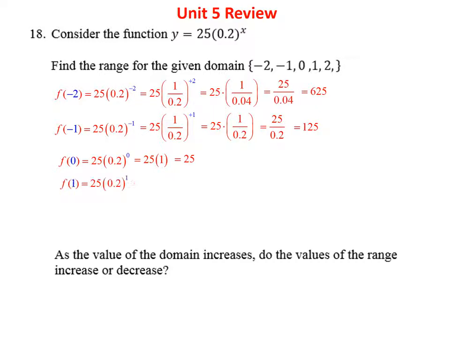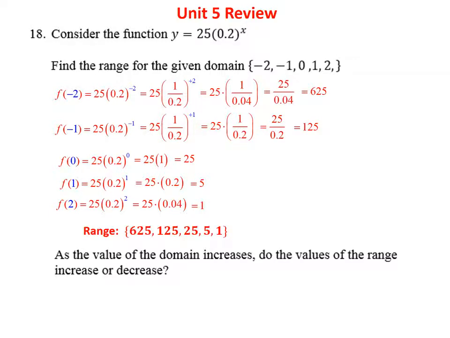And now we go to the positive. We don't have to change it. 25 times 2/10 is going to be 5. And then squared, 25 times 2/10 squared, is 25 times 0.04, which is going to be 1. And so we can identify our range as 625, 125, 25, 5, and 1.